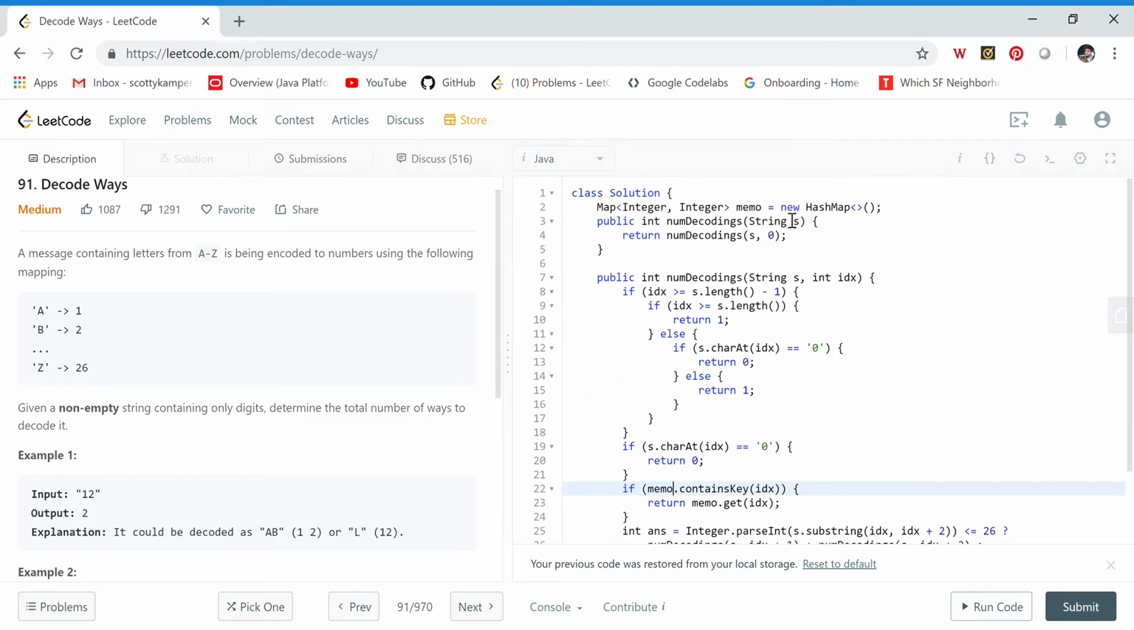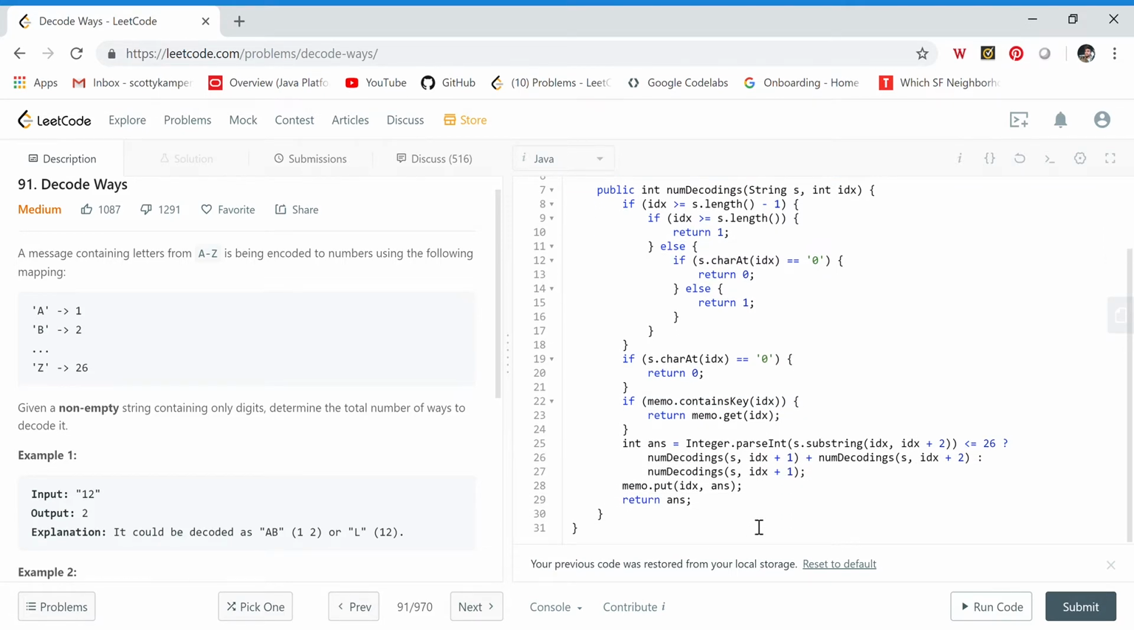Now we've memoized this, okay? We've got a memo up here for some dynamic programming, so if we've already seen this index into the string, we just return that answer because we've already seen it. If we haven't, we'll compute it. And this is sort of the recursive function. This is how it works, okay?